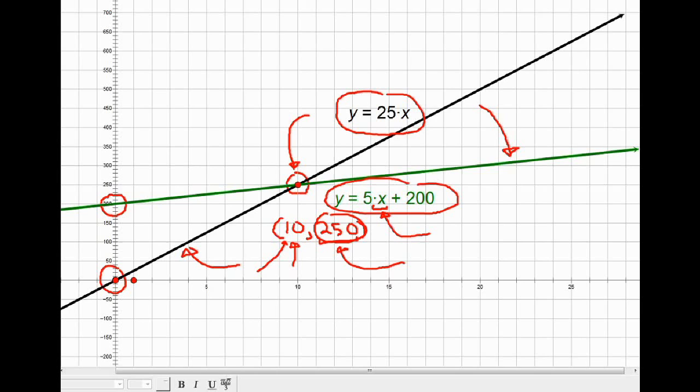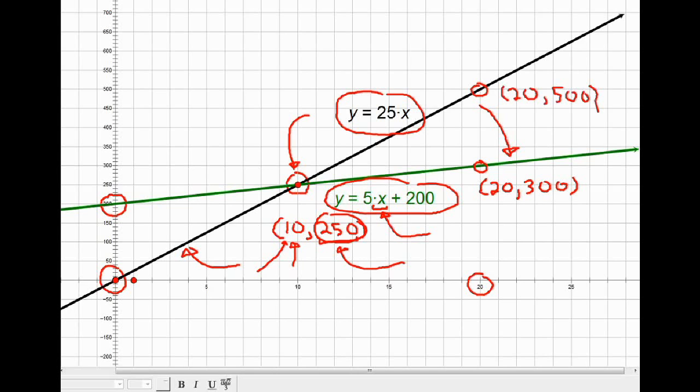So for example, let's say we had 20 people that were going to go to this banquet hall. Well, for the green line, that's our coordinate there. 5 times 20 is 100, plus 200 is 300. So the cost for 20 people for banquet hall A is $300. But for the second banquet hall, that's our coordinate for 20 people. So if we substitute in x to be 20, 25 times 20 is 500. So for that banquet hall, if 20 people go, it's going to cost us $500.